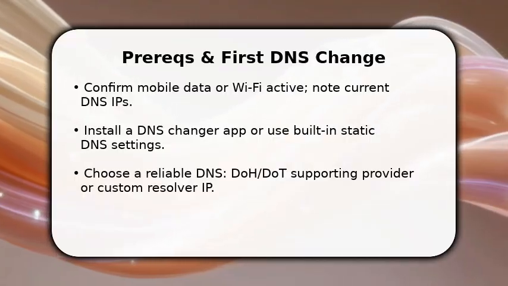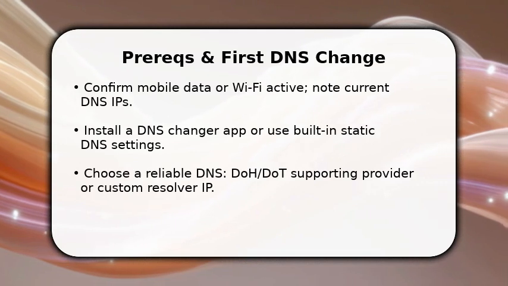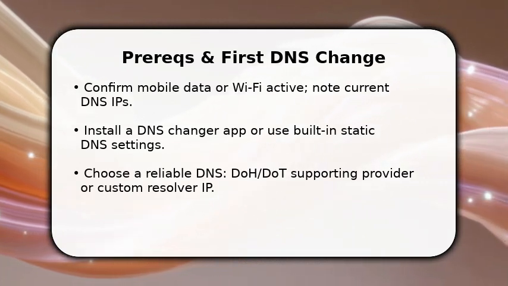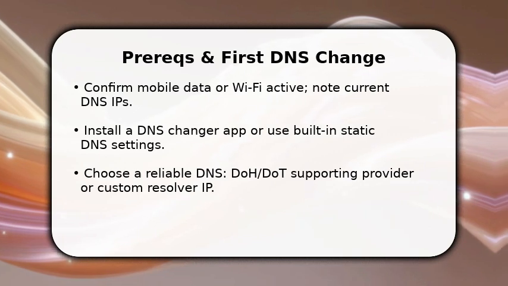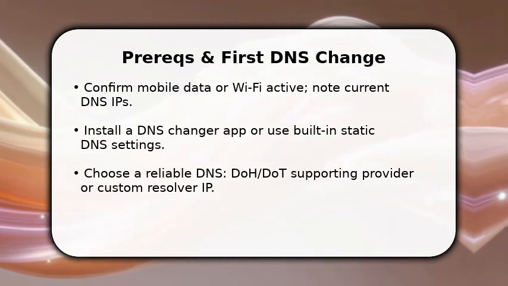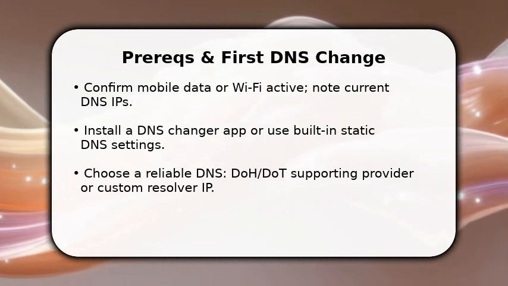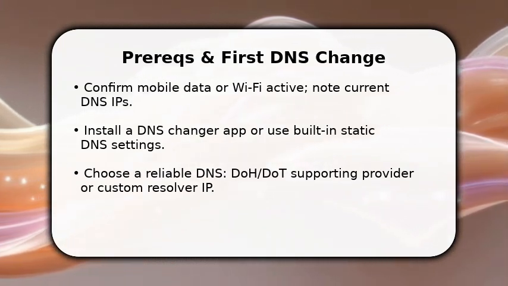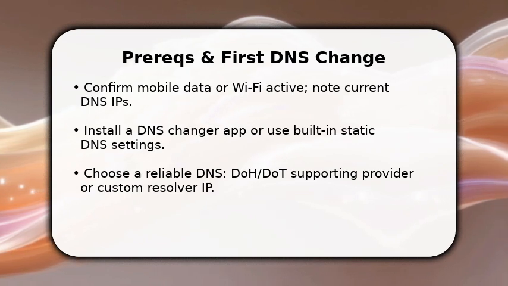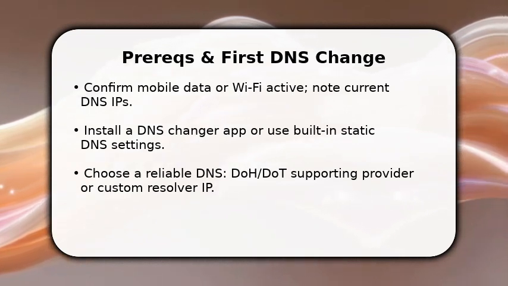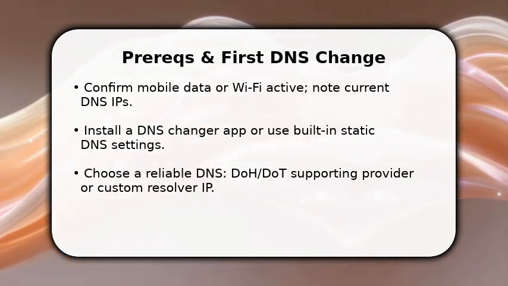You start by ensuring you have a working internet connection and a DNS changer tool on your phone. Once done, open the app or settings and record the current DNS values so you can revert if needed. Next, pick a trusted resolver that supports encrypted DNS or a known public resolver IP. This matters because TikTok access depends on name resolution.